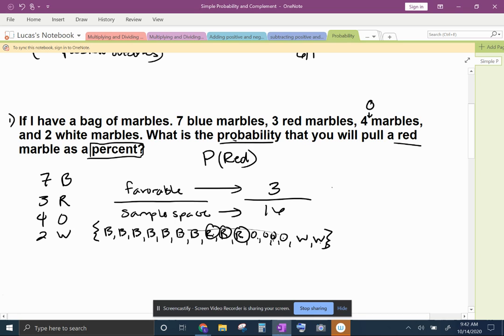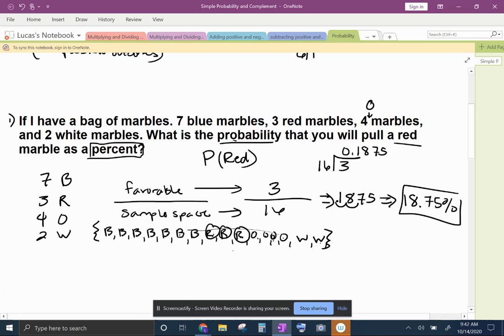And so I would do that by taking top in, bottom out. And I would get 0.1875 if I were to work this out, which turned into a percent, I move that decimal over twice, so it'll be 18.75%.